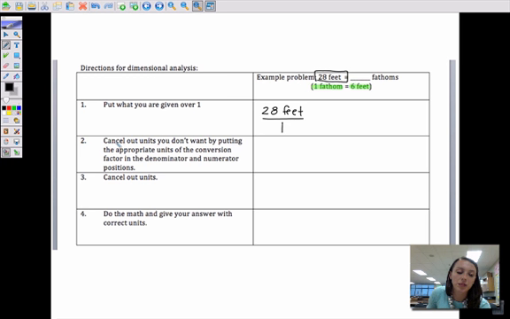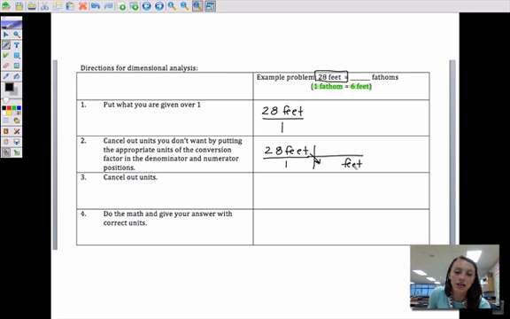This next step is a little confusing. It says cancel out units you don't want by putting the appropriate units of the conversion factor in the denominator and numerator positions. Basically, we're going to put like units diagonally from each other to cancel them out. So, using our example problem, we want 28 feet over 1. We're going to extend this. We're going to put feet diagonally from each other.